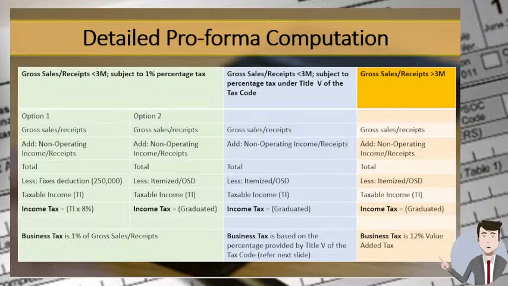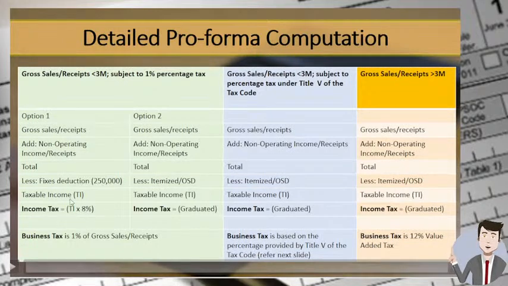For the purpose of our discussion of income tax, please bear in mind that taxpayers enumerated under Title 5 of the tax code cannot avail of the 8% income tax rate option. If you noticed, the computation on the blue column is the same as the second column. The only difference between them is the business tax.